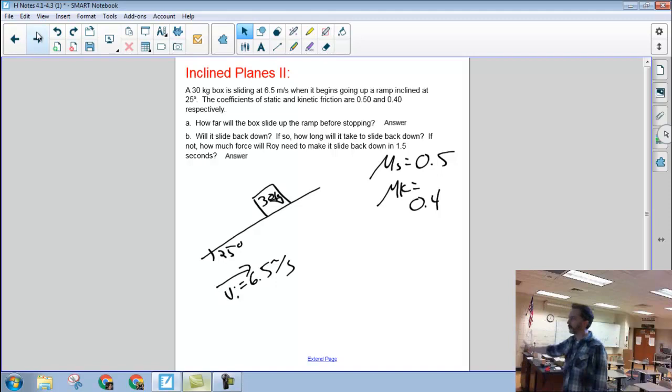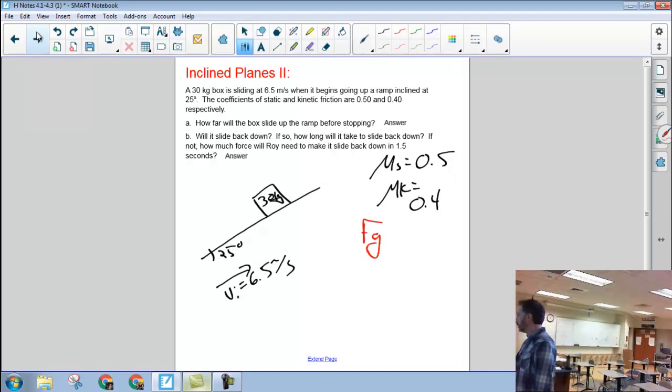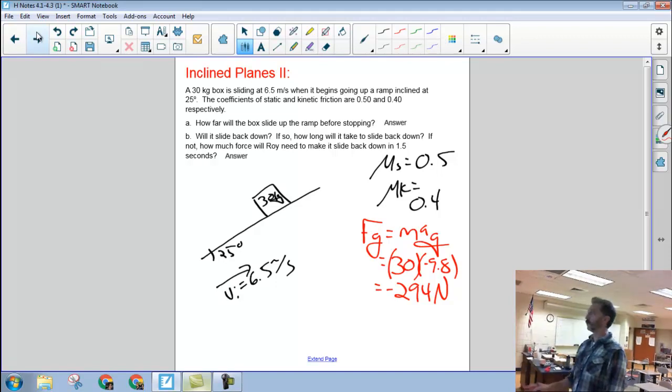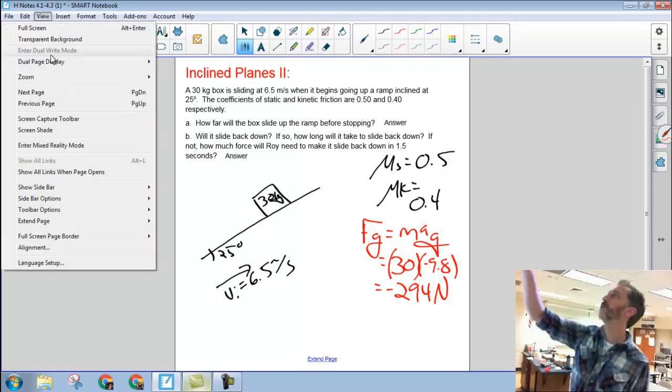All right, so I've written down all my given information. Step 1, force of gravity. So Fg equals mg. So 30 times negative 9.8, you get negative 294 newtons. All right, now, I'm not going to put this on my drawing yet, okay, because I recognize, oh, this thing is on an inclined plane. So it's not really the force of gravity that I care about, it's the two components, right?